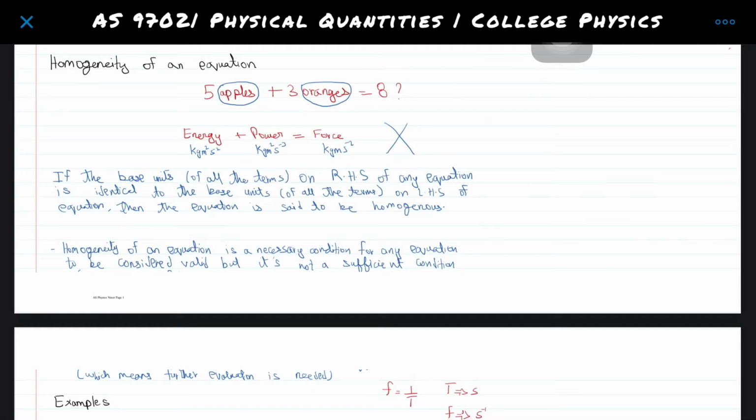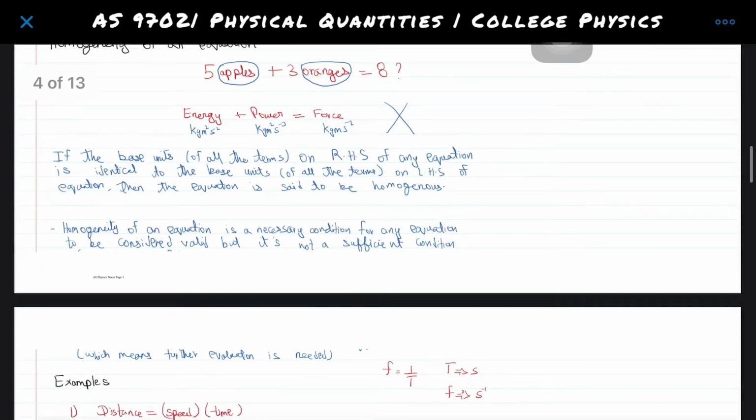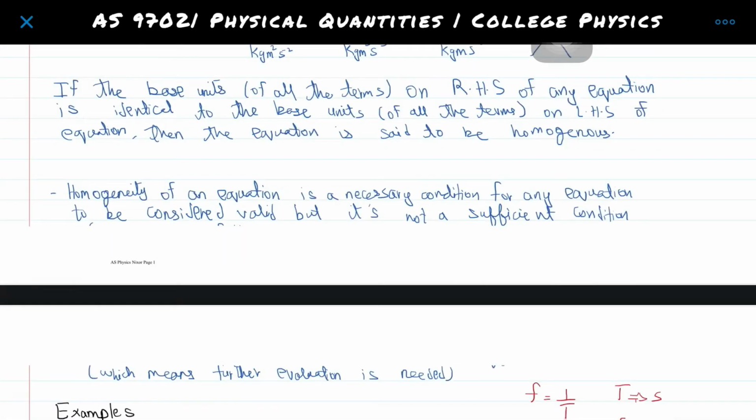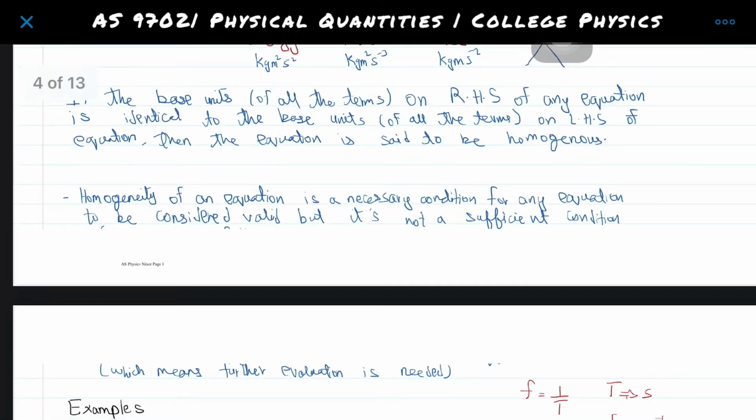So the first part is basically that we need to ensure that the base units of all the terms on the left hand side of the equation should be the same. They should be identical to the base units of all the terms on the right hand side of the equation. So this is how we're going to check if the equation is homogeneous or not. The second thing is that basically homogeneity is essential for an equation to be considered valid. However, it is not the only condition that declares an equation as valid, so we need to check other factors as well, right?